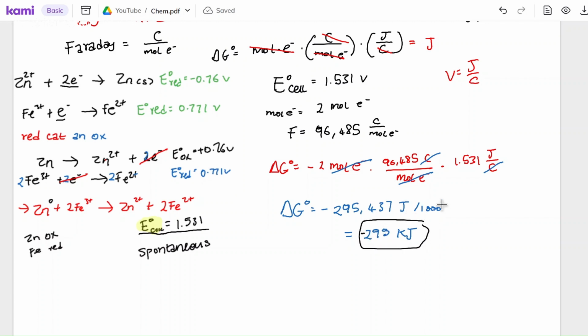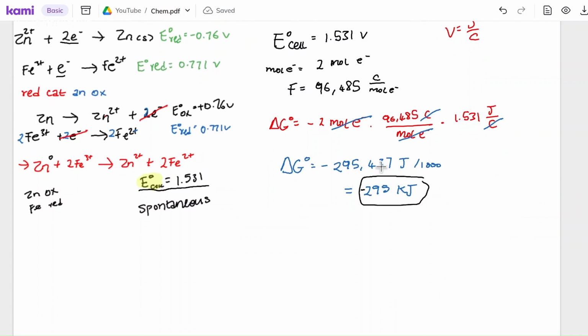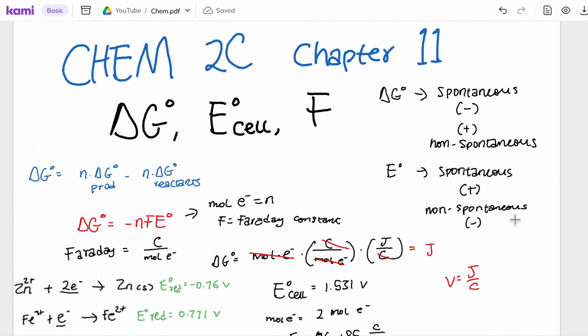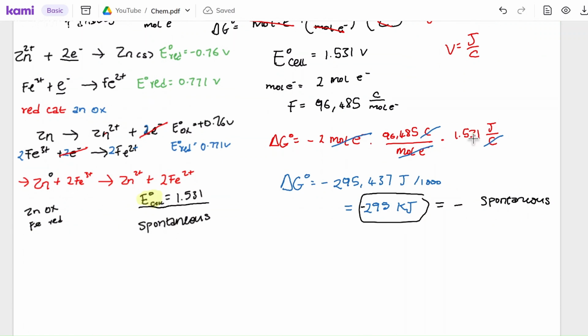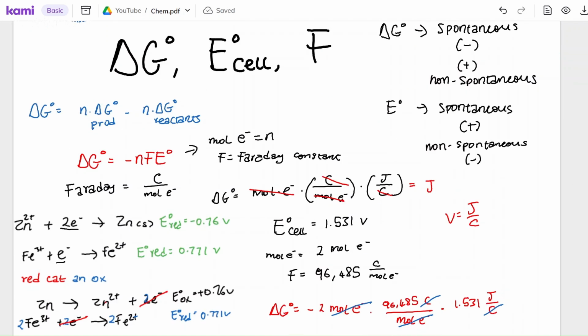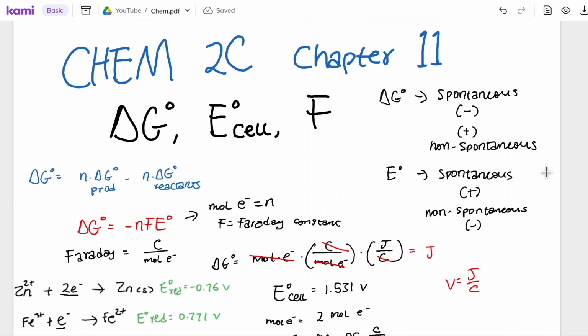That makes it important. And after this calculation, we can see that the Gibbs free energy here is a negative number, which means it's spontaneous. And it goes along with what we've been saying, where if it's negative, it's spontaneous. And when the Gibbs free energy is negative, always the E cell is going to be positive, always. And right here, of course, the E cell is positive, and it's also spontaneous. And that wraps up spontaneity and Gibbs free energy and cell potential.